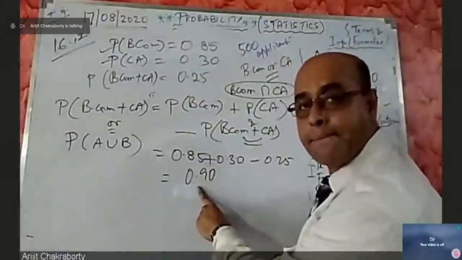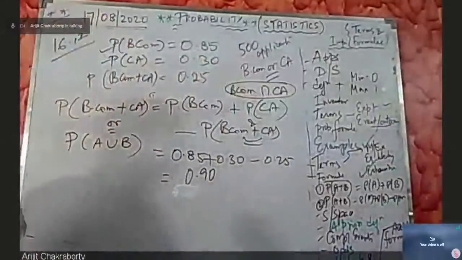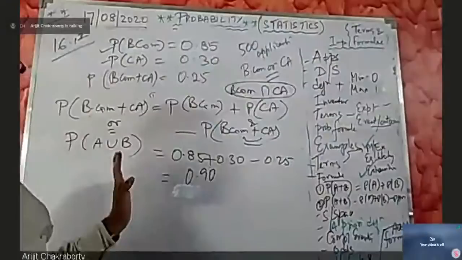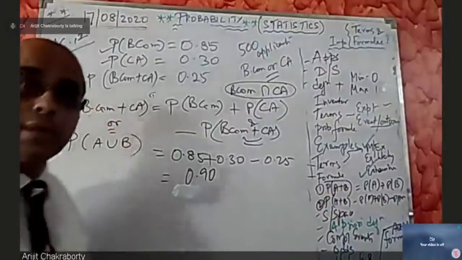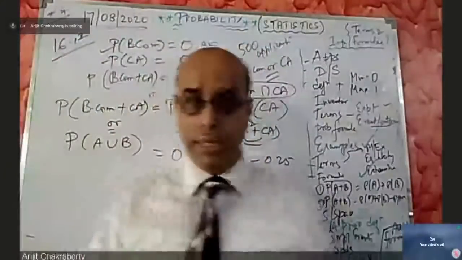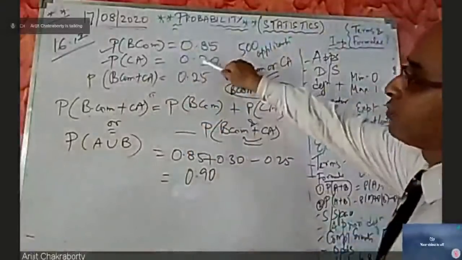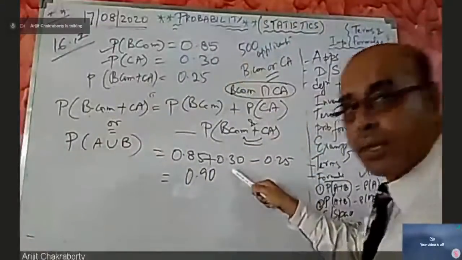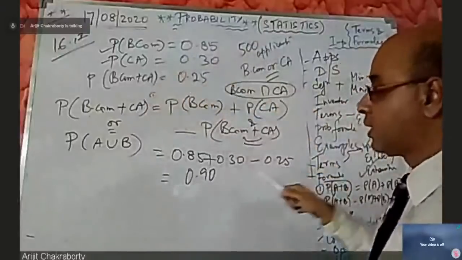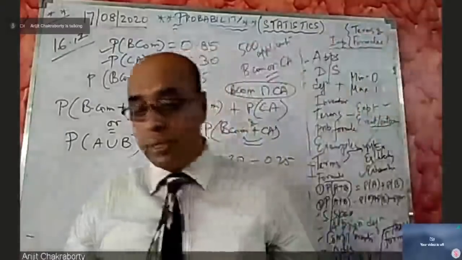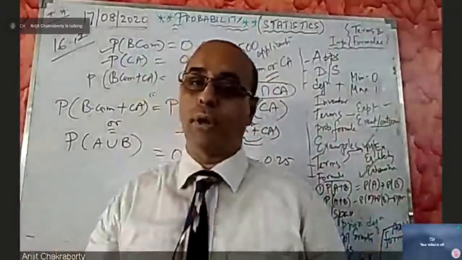Is it clear? Please see once again, they are not mutually exclusive events. Since they are not mutually exclusive, we have applied this formula and arrived at 0.90 probability. We have used the formula P(A) plus P(B) minus P(A intersection B). We have taken the probability of only BCom 0.85, the probability of only CA 0.30, and subtracted the probability that they are both BCom and CA, 0.25. So we get 0.90. The probability that a random person is either BCom or CA is 0.90.